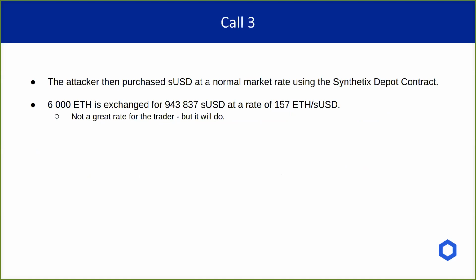So call three, this doesn't really matter so much. The goal here again is just to access a fairly liquid market to buy a lot of SUSD. So they want to take advantage of the next call.